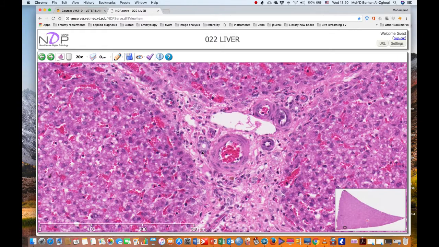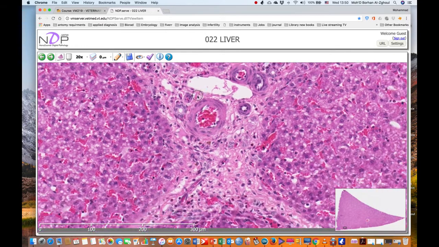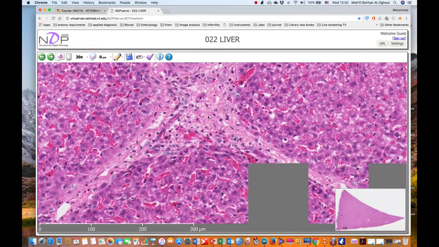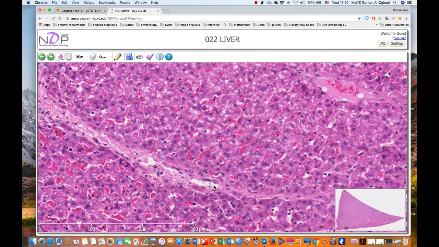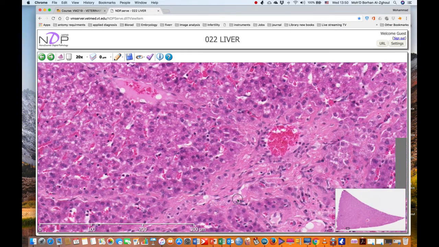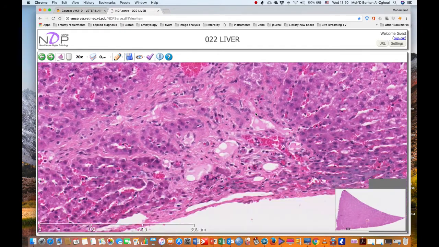As I said, here simple cuboidal epithelium, whereas here we have the simple squamous epithelium, we have the tunica media, and from outside we have the tunica adventitia. And here we can see the venule, the simple squamous, with the tunica adventitia. And you can see here the amount of connective tissue that divides the liver into the classical liver lobules.